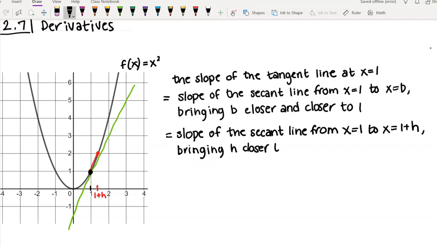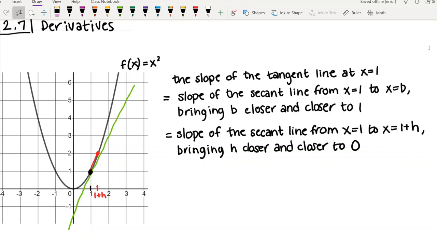Because the closer that h gets to 0, that means that you're just taking 1 and adding on like 0.1 or 0.001. So h is just that little bit extra. You can think of h as how far you are away from your point. How far are you away from 1 in this case?